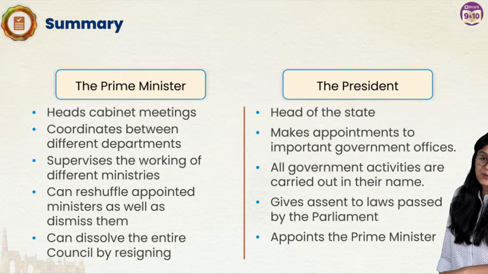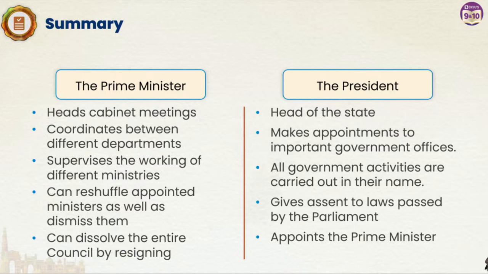Then we have Prime Minister and President. Everyone take a screenshot. Prime Minister, head of the cabinet meeting, coordinates between different departments. Head of the government, can reshuffle appointments of the ministers, can dissolve the entire council by resigning, and plays a very, very important role in supervising the different ministries.